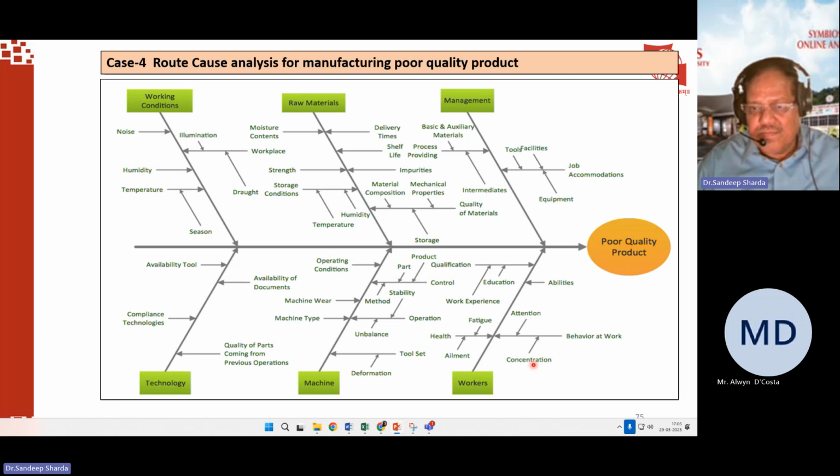Then, based on brainstorming and analyzing, we are going to find out the different alternatives which can explain this particular problem of the poor quality product. So that's how it is going to be.